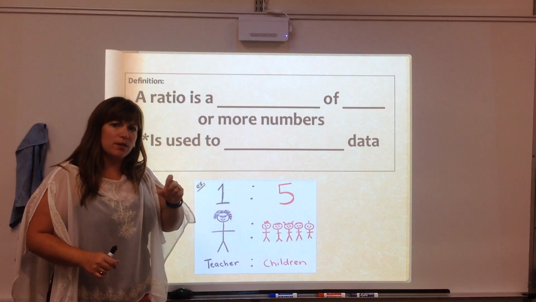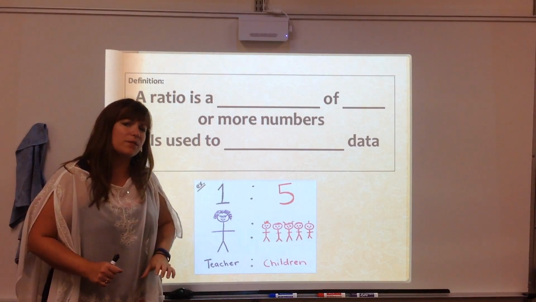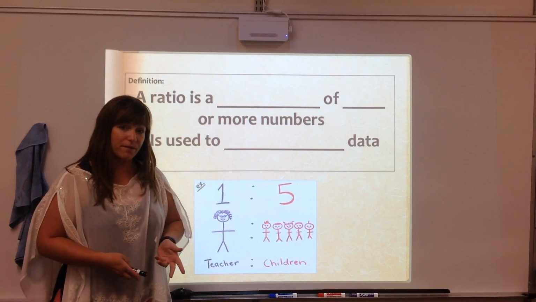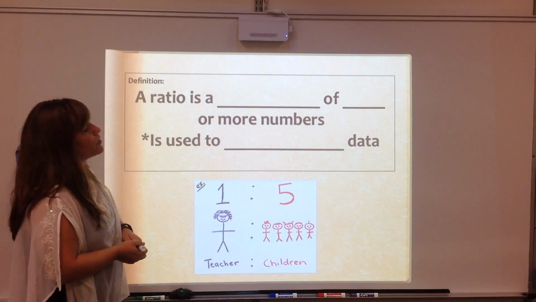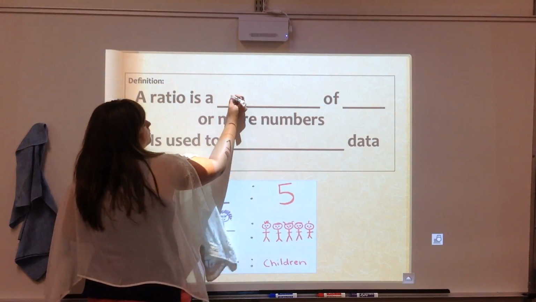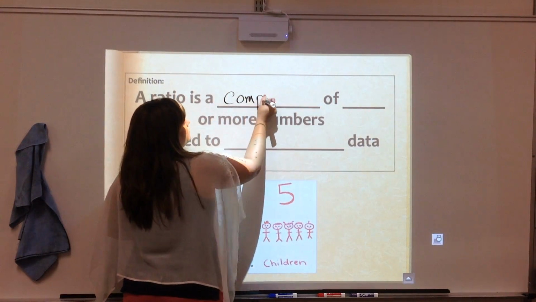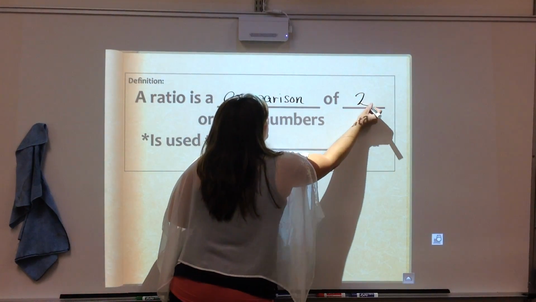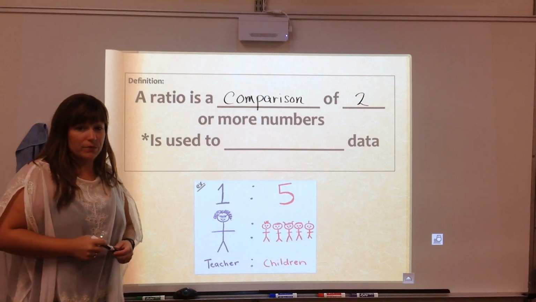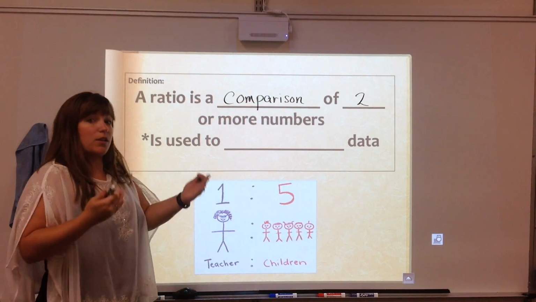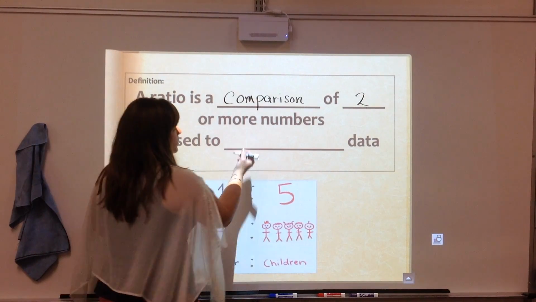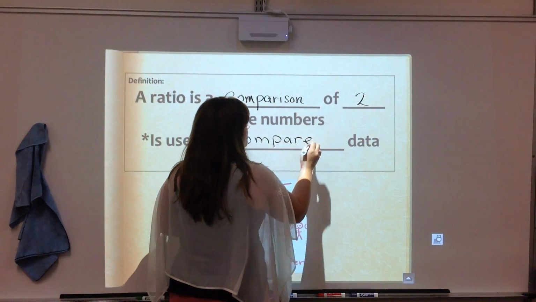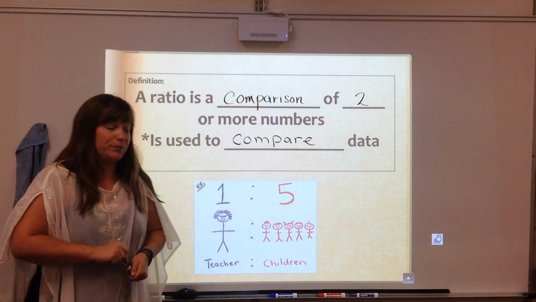And here we go. I broke up the note sheet into 3 different sections. The first section is right up at the top under ratios. We're going to write the definition first. A ratio is a comparison of 2 or more numbers. And a comparison is comparing data. So that's what it's used for, to compare different things, different pieces of data or information.